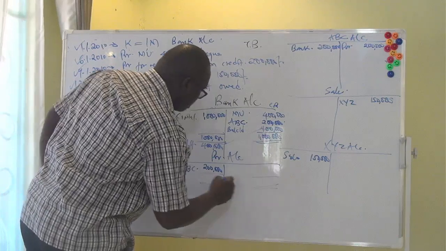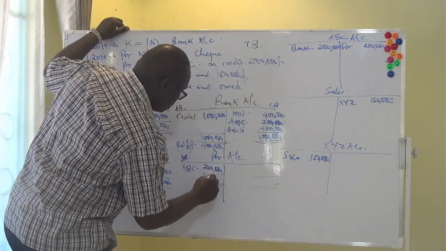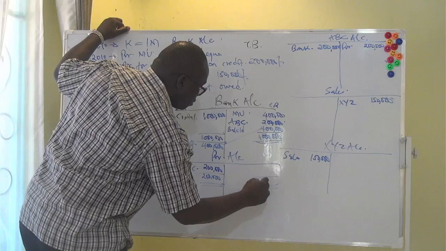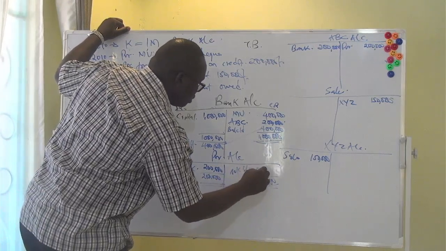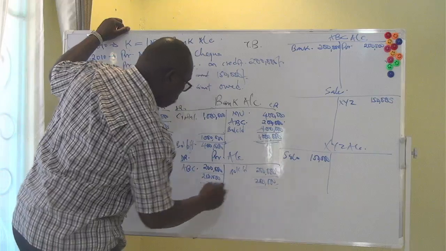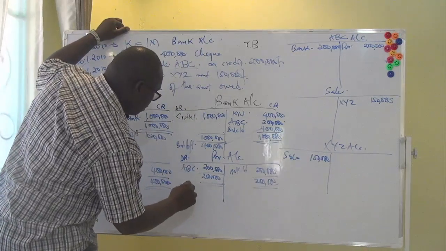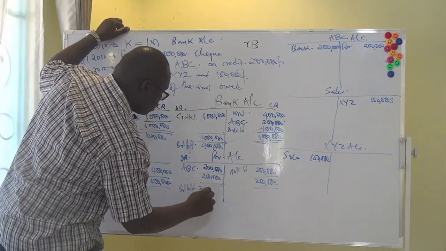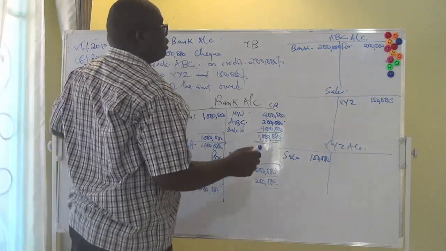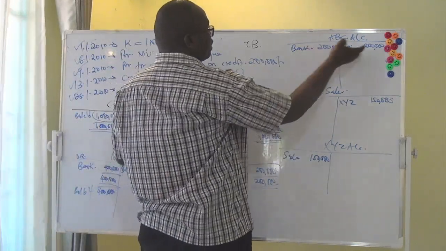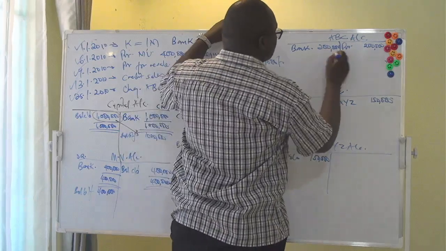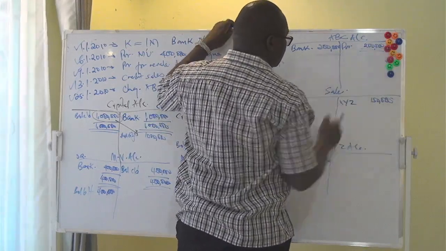Balance it there. That is at 200,000. My balance carried down is 200,000. Then my balance brought forward is another 200,000. For the ABC company, because the debit side and the credit side balance is off, I just do a double line to ensure that it is balanced.